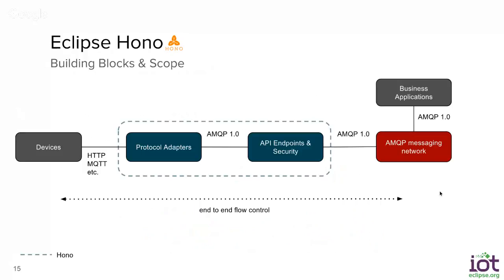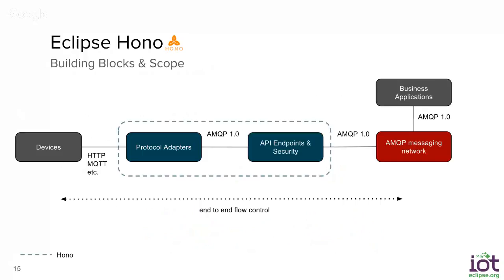Yeah, so the building blocks of Hono and the scope that it actually addresses is shown in this picture. On the left-hand side, we have the devices. On the right-hand side, we have the business applications. And in between, there is Hono and the AMQP messaging network. So the devices usually connect with an arbitrary communication protocol to a protocol adapter. Each protocol adapter is implemented to support a particular device communication protocol. We ship two out of the box, HTTP and MQTT.